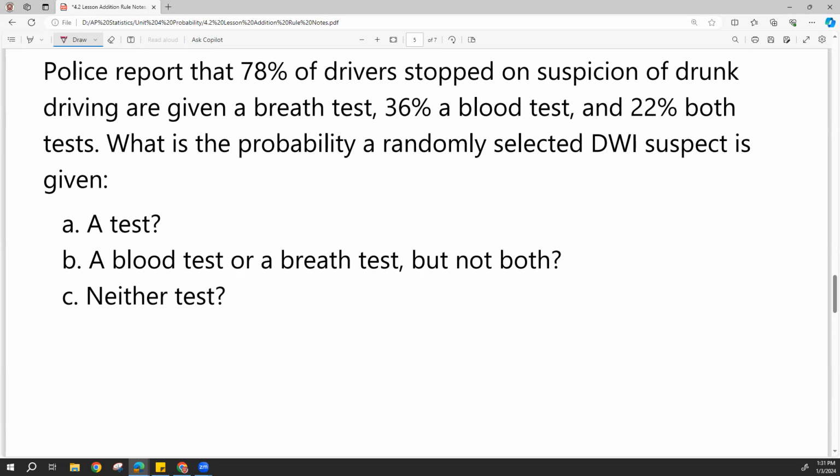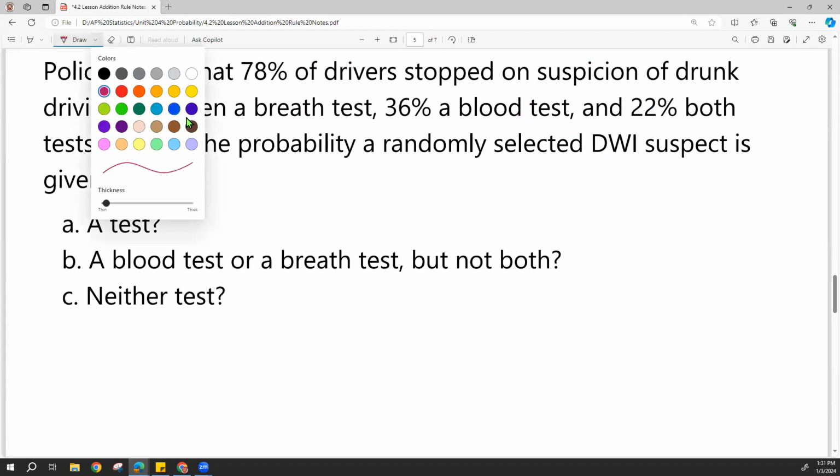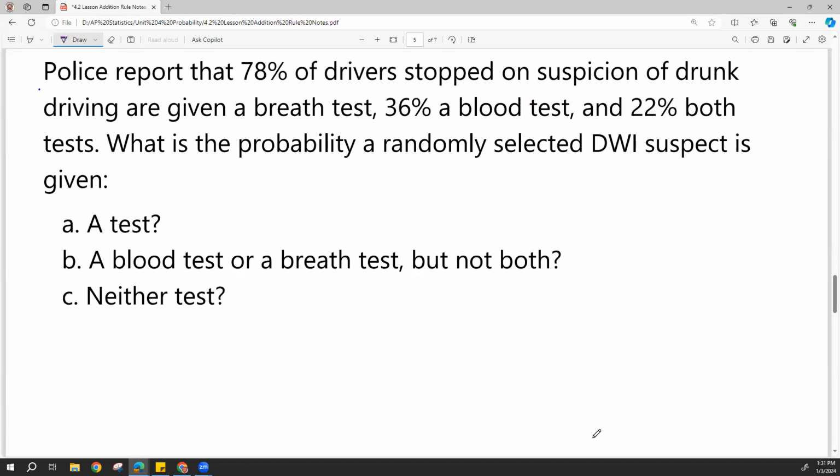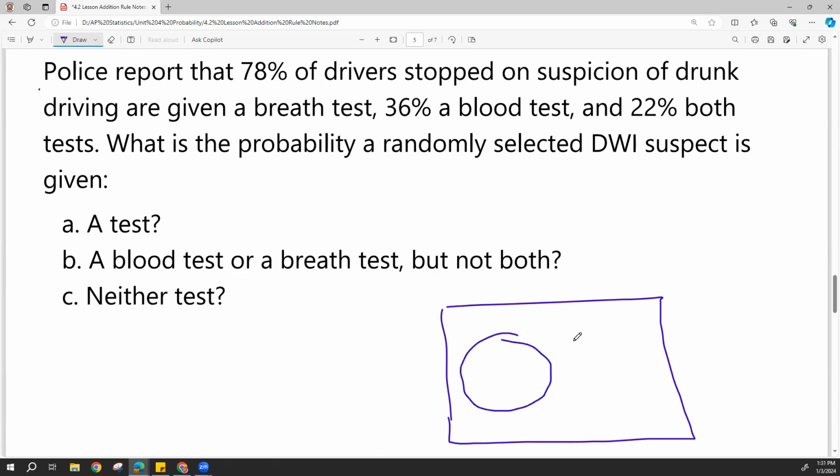So I want to do another example of this for our drivers who are not doing the right thing by driving while intoxicated. So there's a couple ways to test to see if a driver is intoxicated. They can do a breath test or a blood test. Sometimes they'll do both. So we have non-mutually exclusive events. We have some overlap.